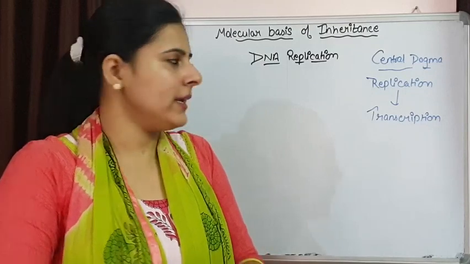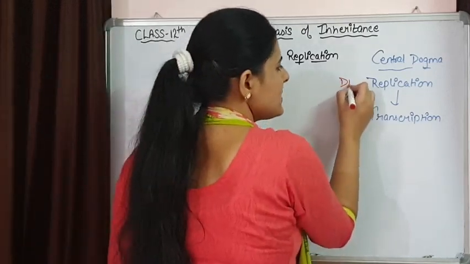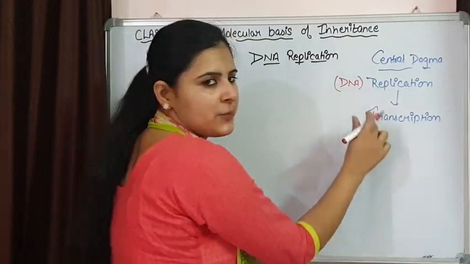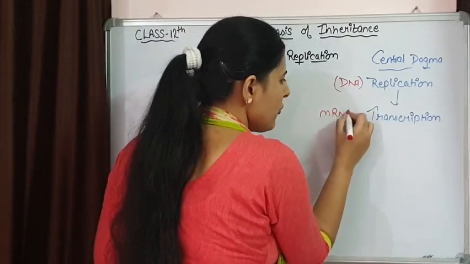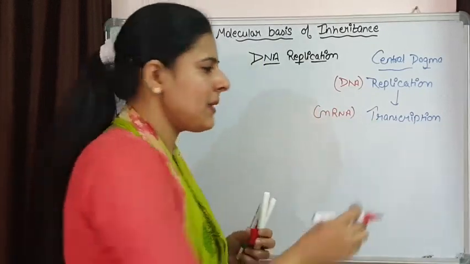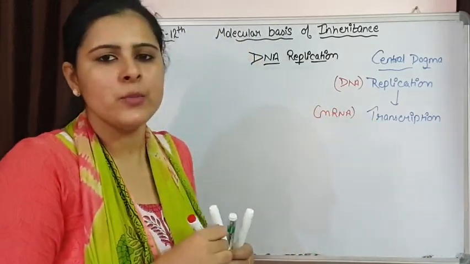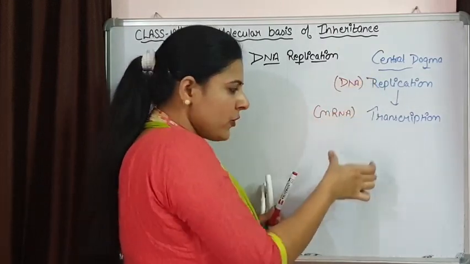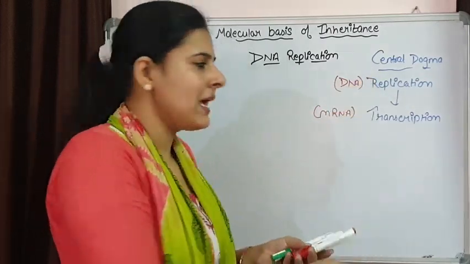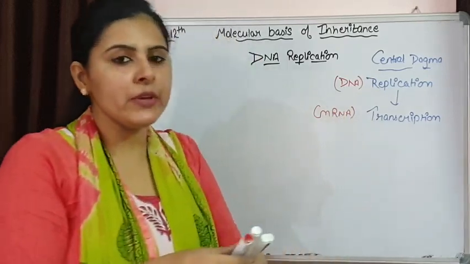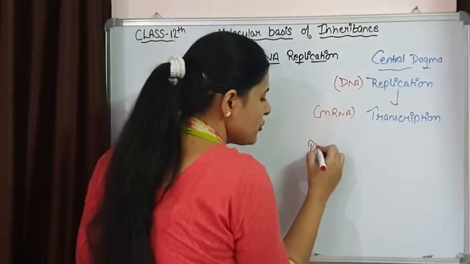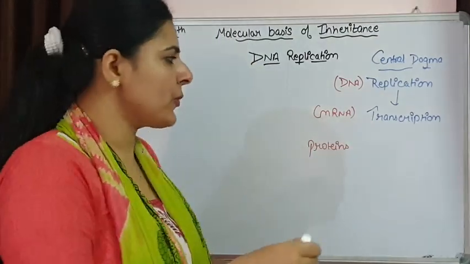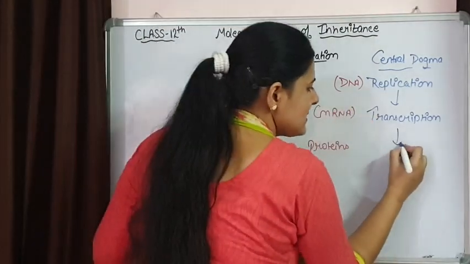So DNA was there in replication. During transcription, this DNA has formed an mRNA. mRNA means messenger RNA, because it is carrying the message from DNA for the formation of proteins. And now this mRNA will be involved in the process of formation of proteins. And the process of formation of proteins is known as translation.